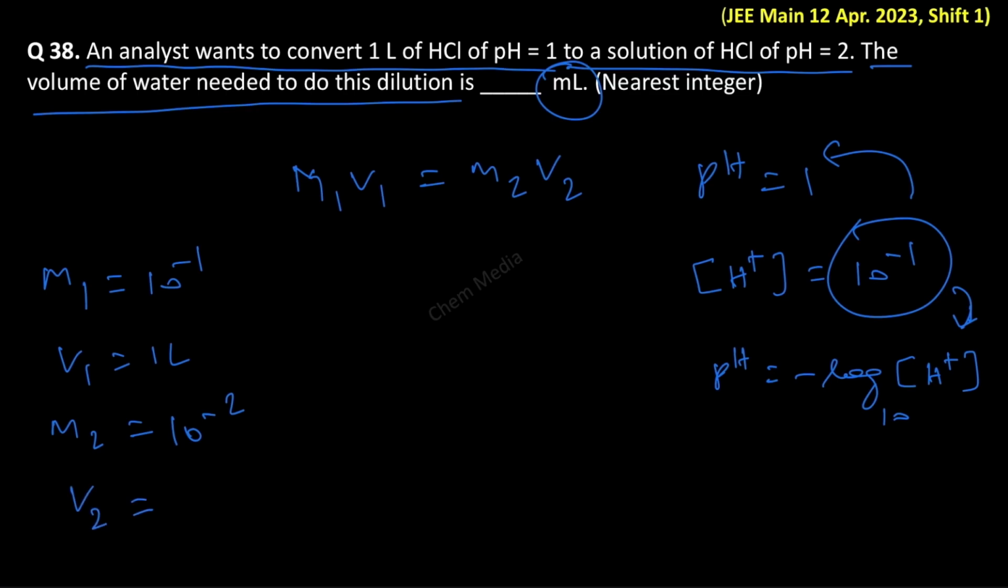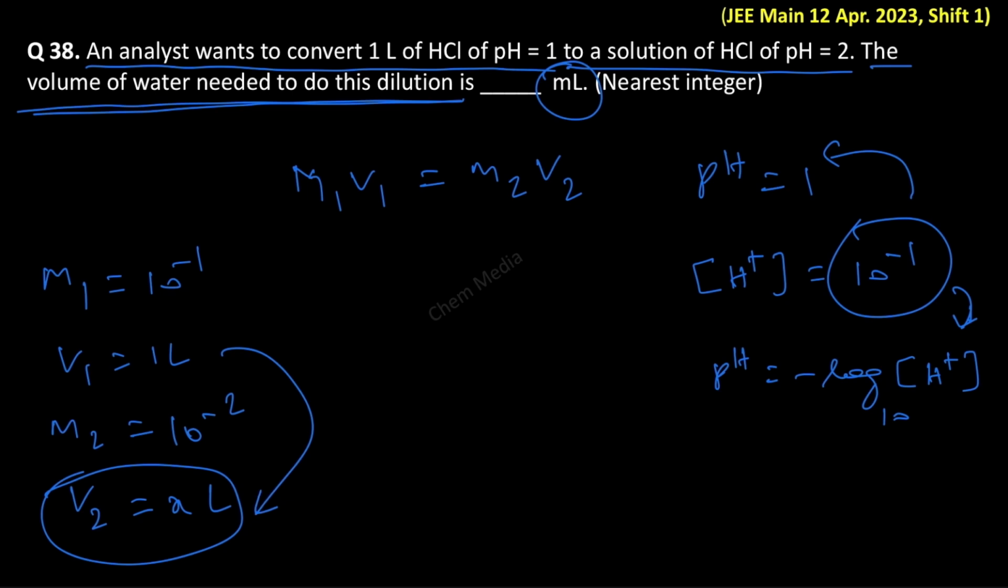And V2 we need to figure out in liters, and then we have to convert into milliliters. But the value of V2 is not what they are asking. So, we need to be a little bit careful here. What they are asking is the difference, the volume of water needed to do this dilution. That means from 1 liter to how many liters. So, we need to take the difference.